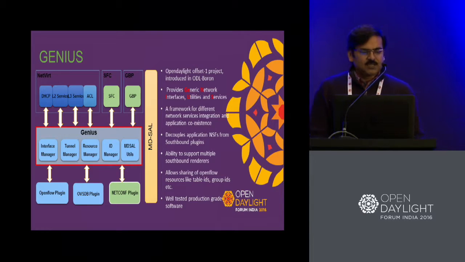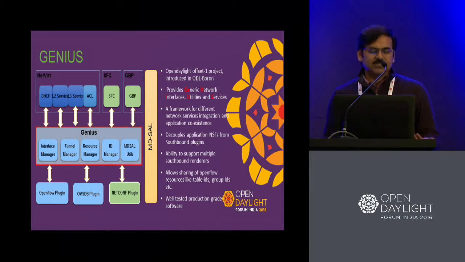So let's see the Genius components. There are several Genius components. Mainly you can find two different categories of Genius components. The first category is the modules that are actually helping in application coexistence, and the second category is where the Genius components are providing common utility services that every module can use to avoid duplication of code.